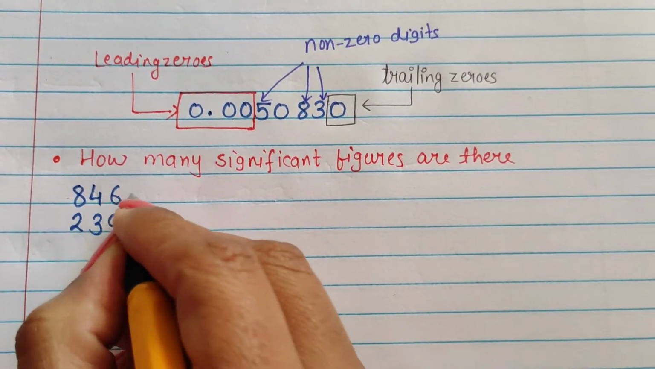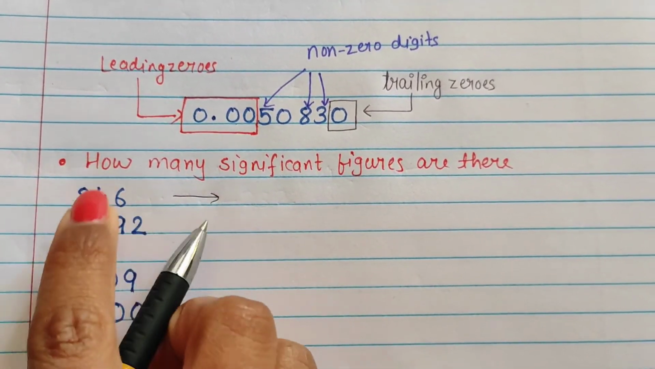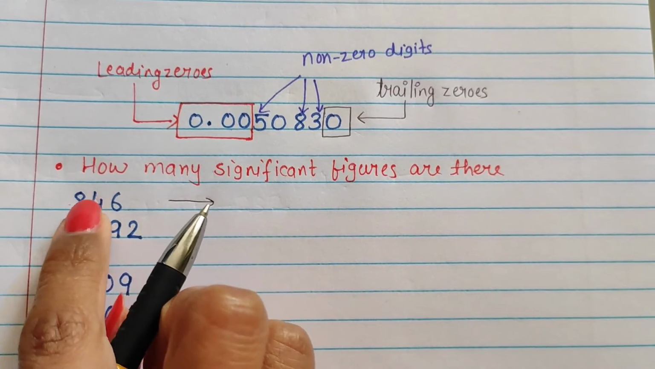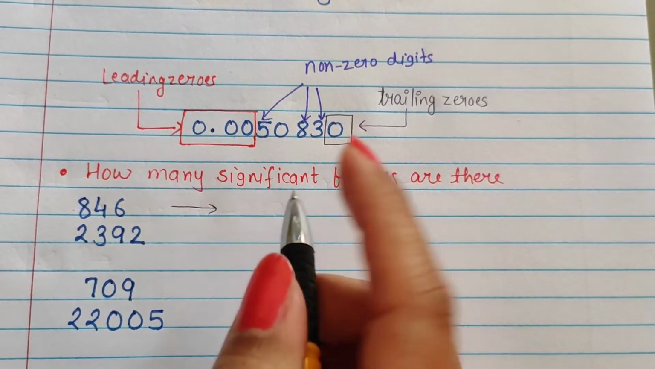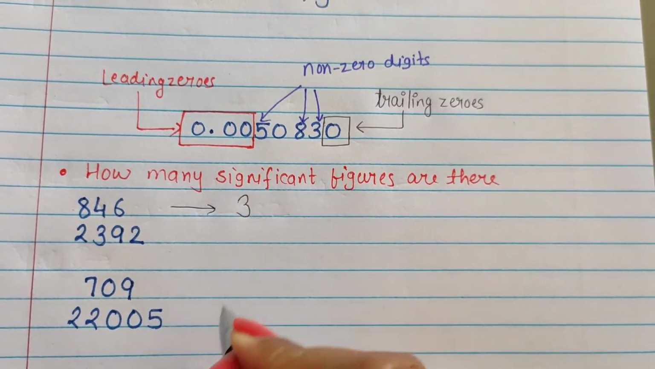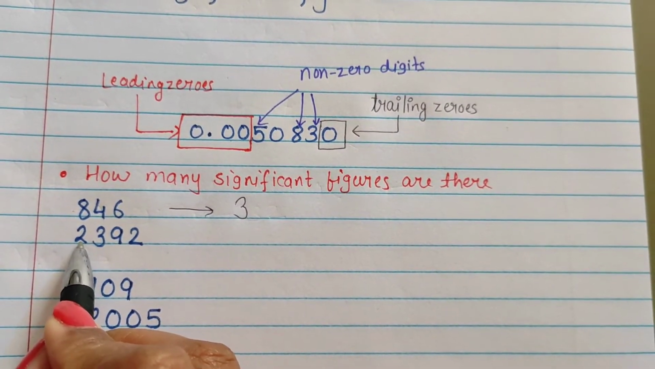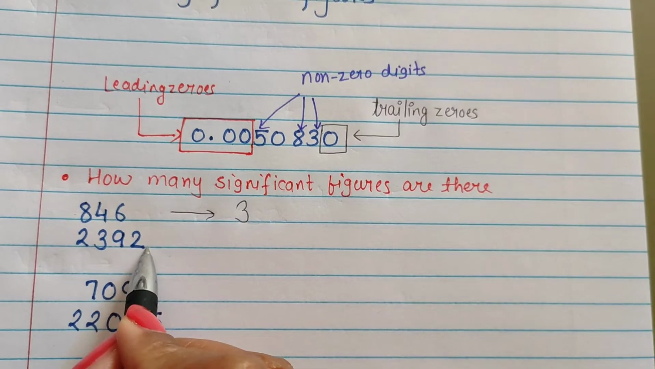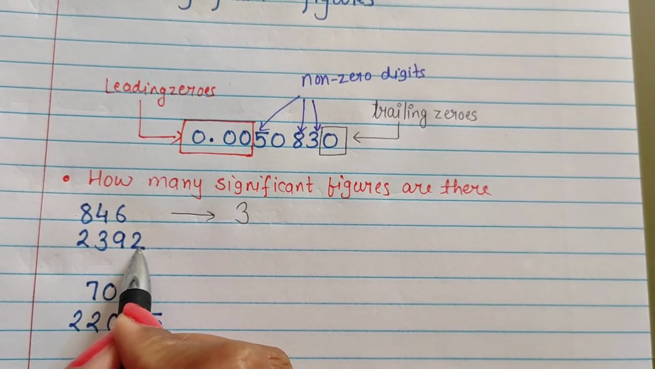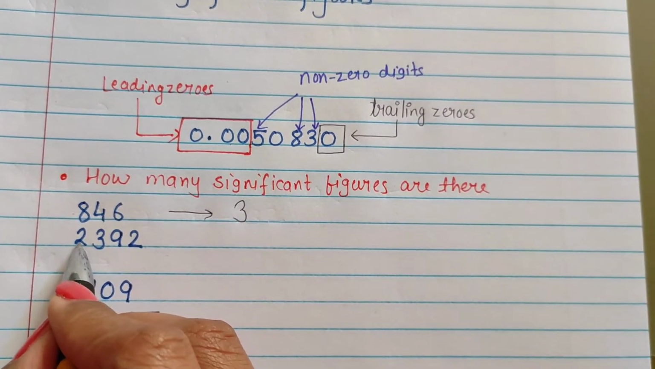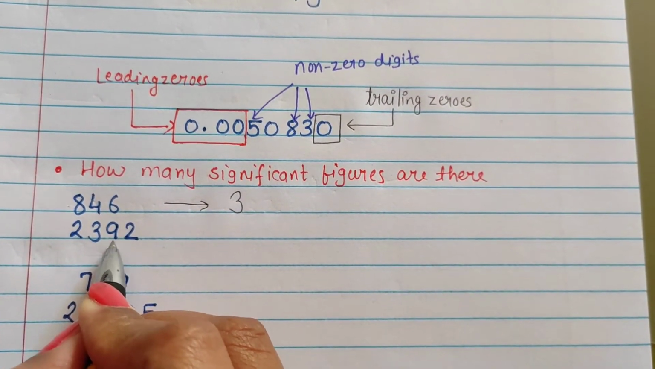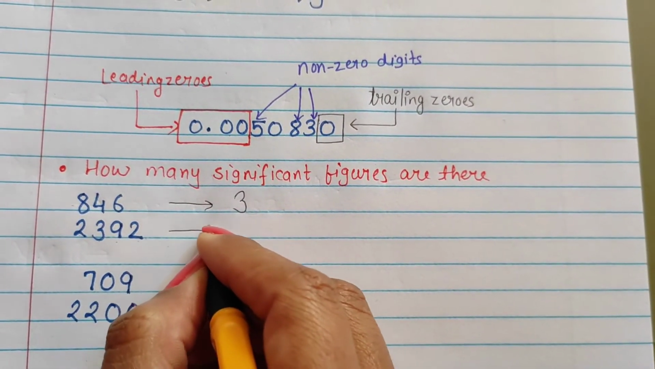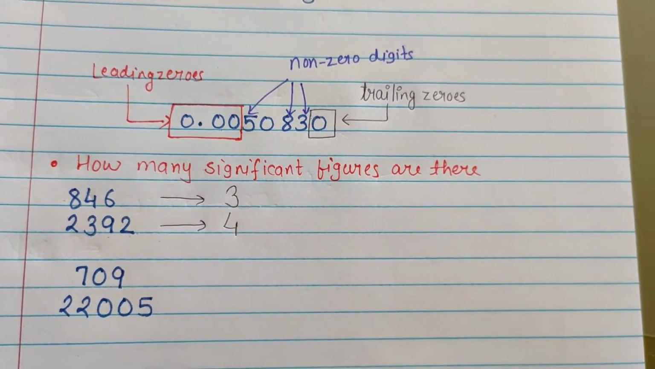In the first example, where you do not have any zeros, how many significant figures are there? First significant figure, second and third. That means there are 3 significant figures, right? Now the next one, 2392. All of them are non-zero numbers. How many significant figures are there? First, second, third and fourth significant figure. That means there are 4 significant figures.